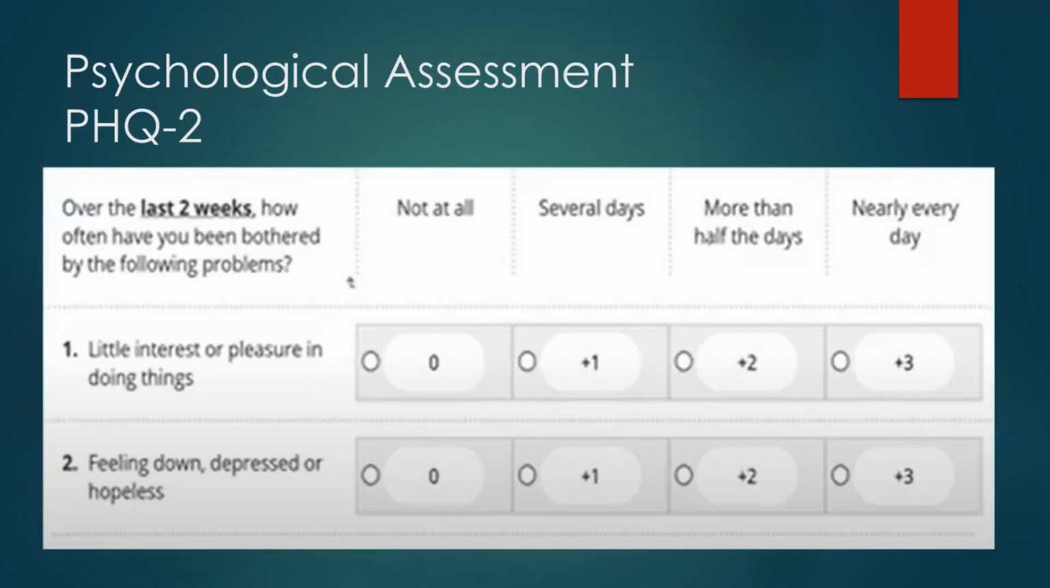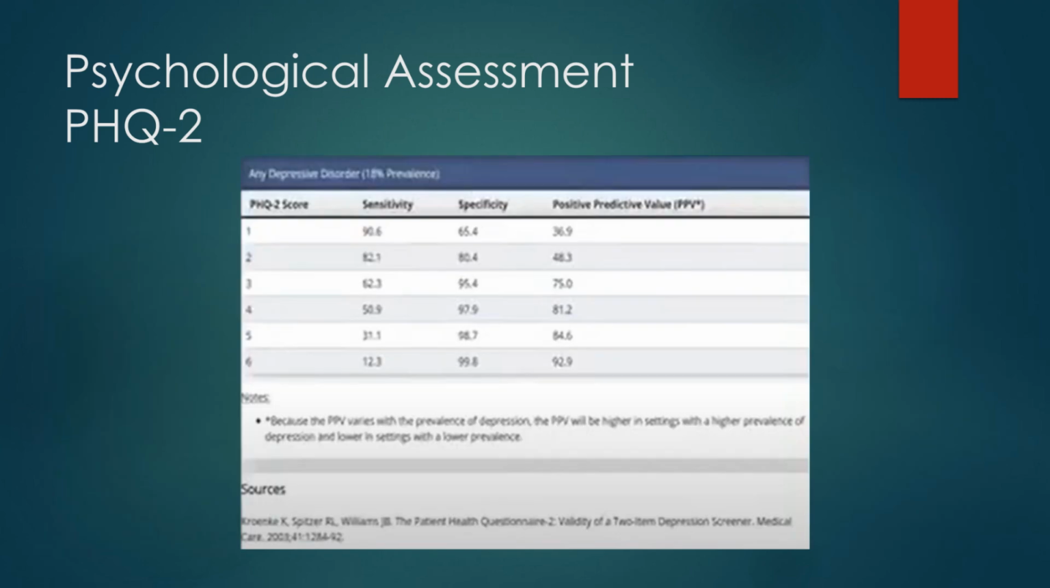With psychological assessment, the PHQ-2 is probably the quickest way to identify possible depression. If you screen positive, you can move to the PHQ-9. This shows that as the score increases, the positive predictive value increases with the higher score.